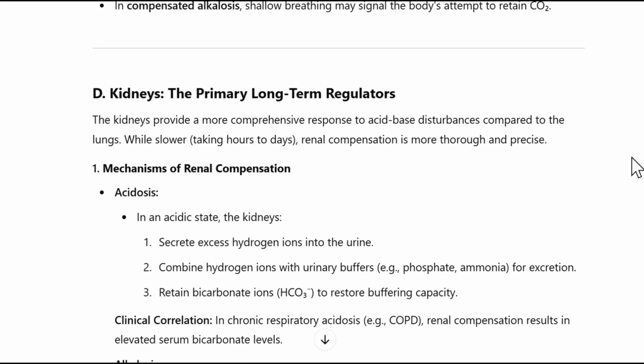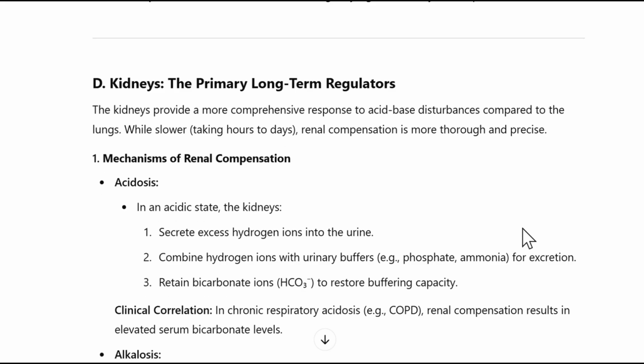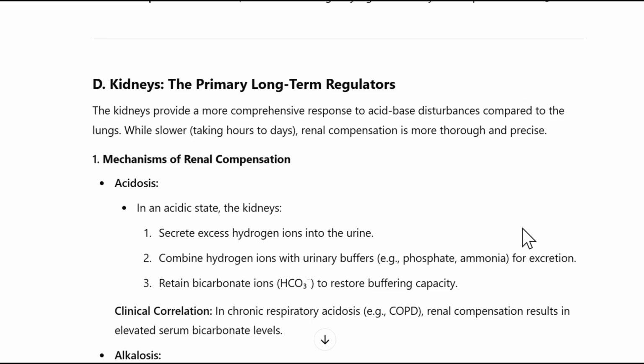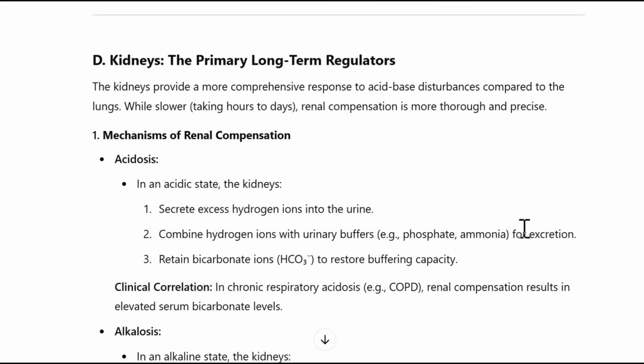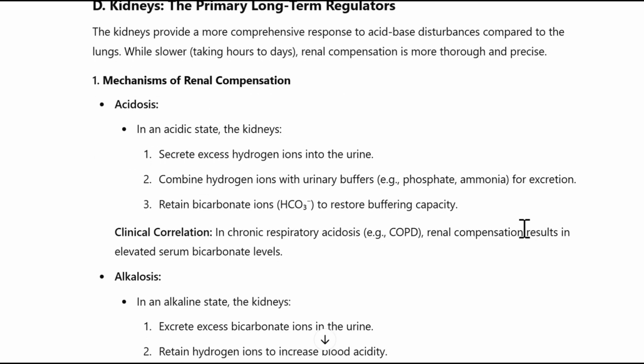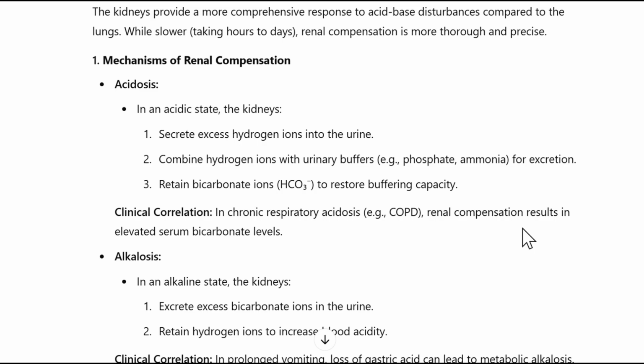D. Kidneys, the primary long-term regulators. The kidneys provide a more comprehensive response to acid-base disturbances compared to the lungs. While slower, taking hours to days, renal compensation is more thorough and precise. 1. Mechanisms of renal compensation.